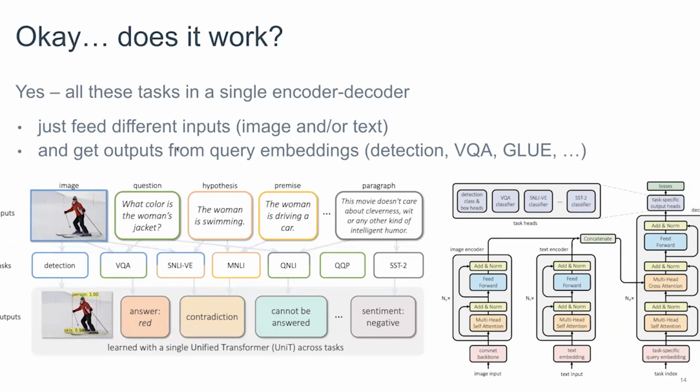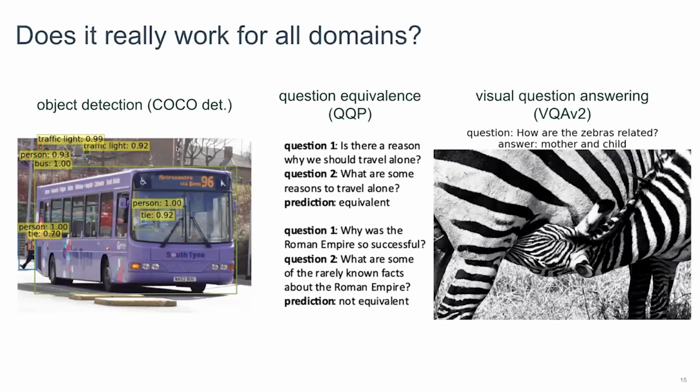In general, if you are doing an image-only task, you can just pass in the image, not concatenated with anything. For text, you only pass in the text. If both are present, you just pass them together to the decoder, and then finally you collect its output. These are some examples from object detection, question entailment, and VQA, where it actually works across all of the domains. This gives us a unified model, a foundation model to move forward, where we directly did supervised training on all of the tasks.